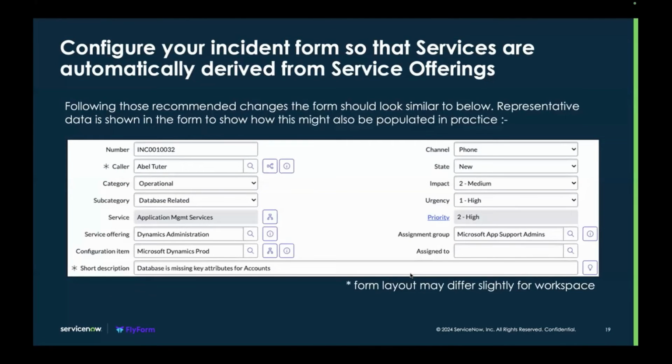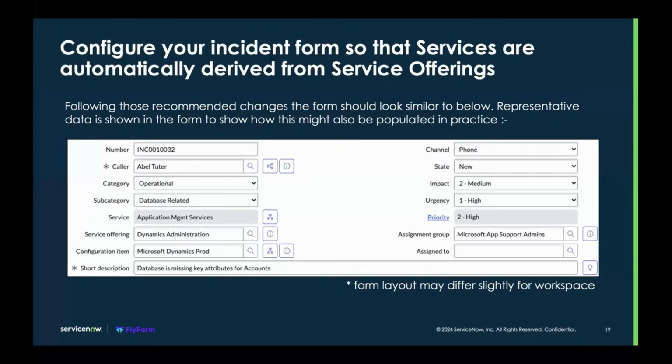And ultimately, if you do all that, then you get a form which looks a bit like this. This is the UI 16 form. We're very keen that people adopt Workspace because it provides a very rich environment. But the principles we're talking about in terms of the form you see in front of you also apply to the service operations workspace, and the same changes apply.